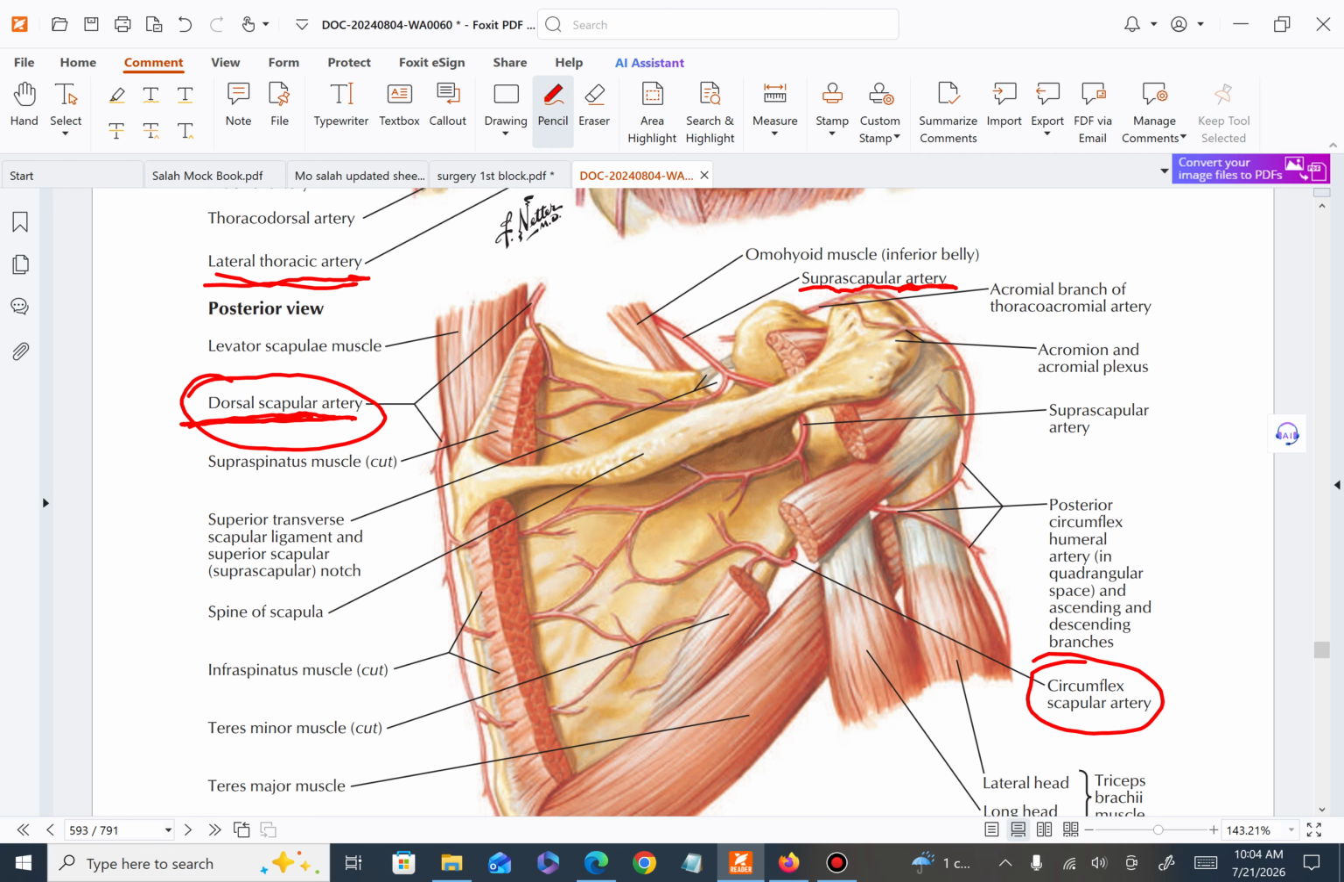So the three arteries contribute in the anastomosis around the scapula: the suprascapular artery and the dorsal scapular artery, both of which come from the thyrocervical trunk, which comes from the first part of the subclavian artery, and the third artery is the circumflex scapular artery, which arises from the subscapular artery, which is the branch of the third part of the axillary artery. So basically the anastomosis around the scapula connects the first part of the subclavian artery to the third part of the axillary artery.